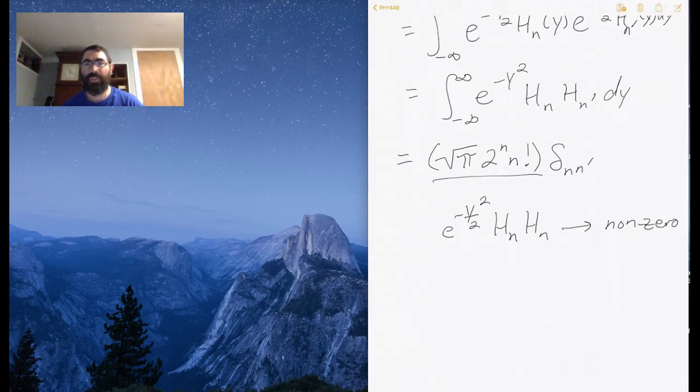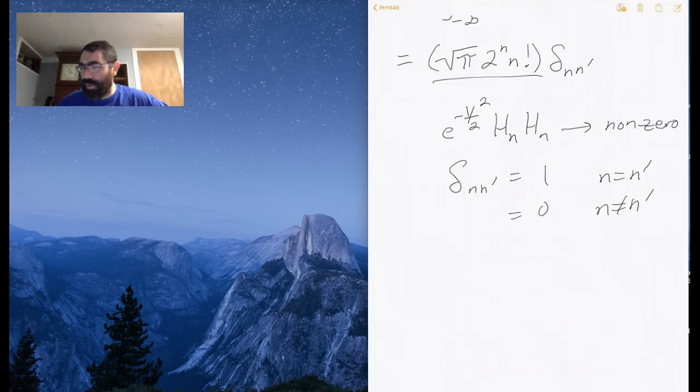So in the end, if we did try to take the inner product of 2 different states, or a state and the complex conjugate of a different state, so state n prime and the state n, we would get 0. It's only when we have the probability density when n is equal to n prime that the Kronecker delta, you remember, is 1. So this Kronecker delta is 1 when n is equal to n prime, and it's 0 when n is not equal to. So that means the Hermite polynomials are orthogonal.